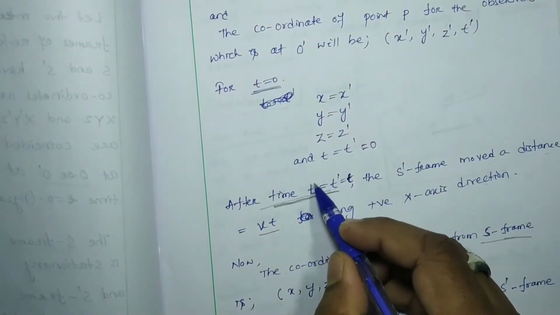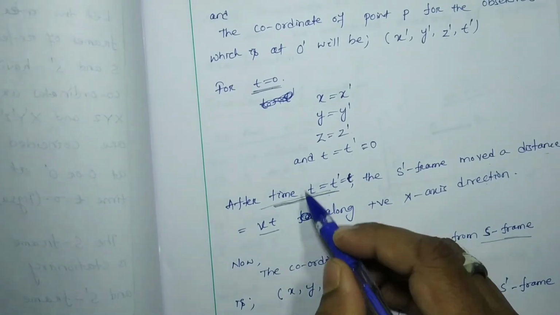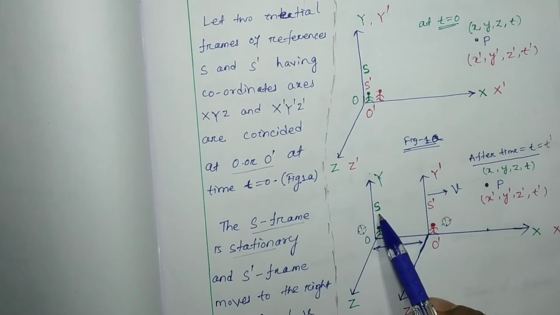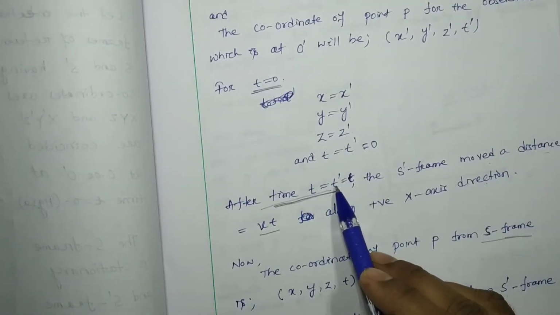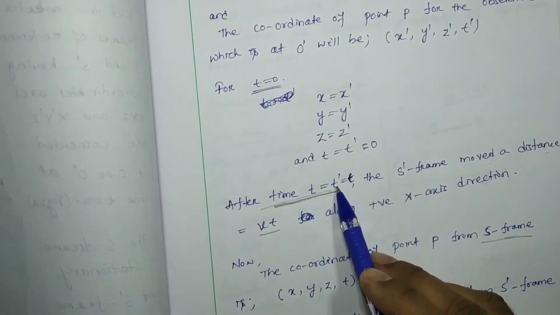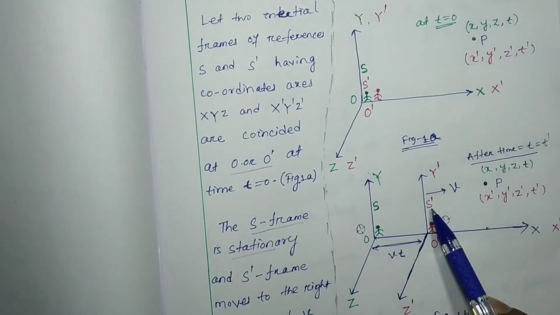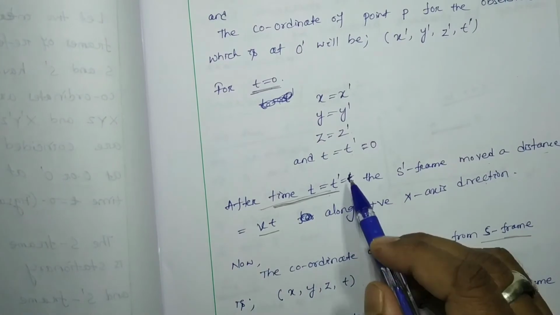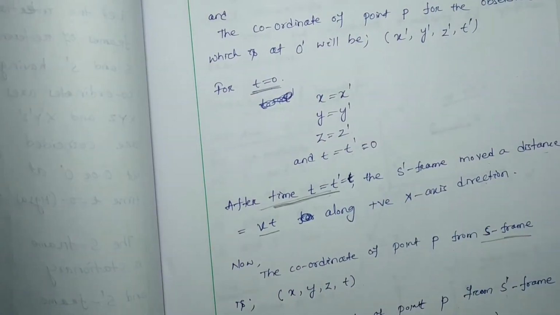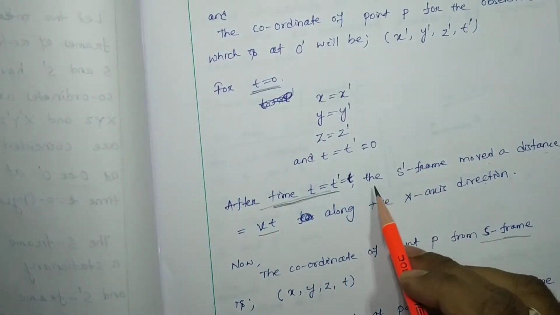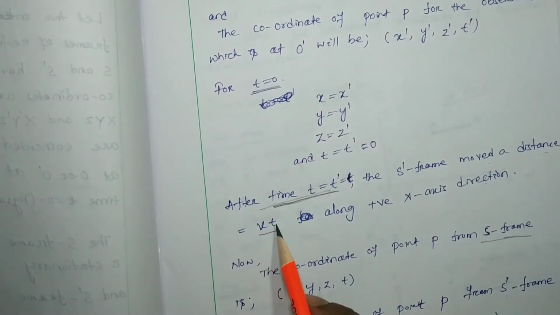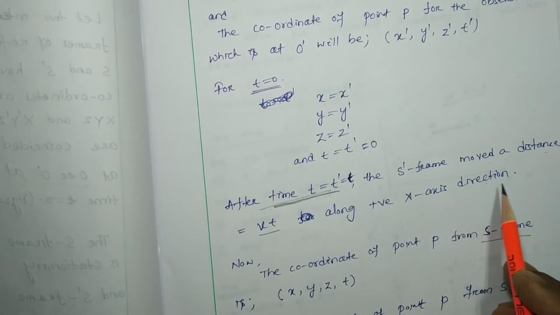Here t is the time observed by the observer in S frame. Here t dash is the time observed by the observer in S dash frame. Both are equal, that is considered as t. You just change here and here. Okay, so now the S dash frame moved a distance equal to vt along the positive x-axis direction.